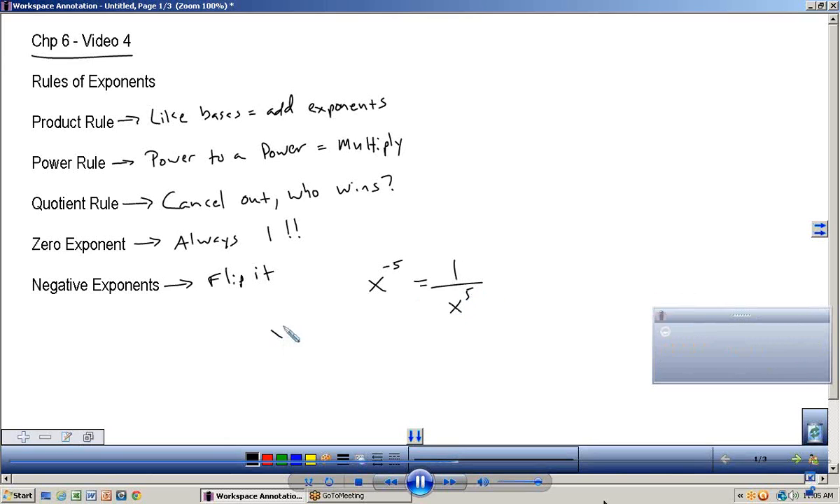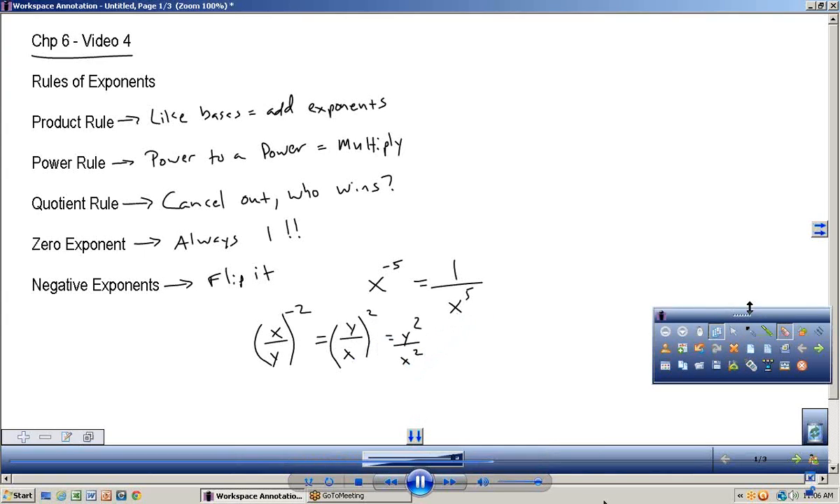Okay? How about x over y to the negative 2 power? First thing you do is you take care of the negative, you flip it and make it y over x to the 2nd power, and then you distribute the 2 to each of these powers, so it becomes y squared over x squared. So that's what you do with negative exponents.